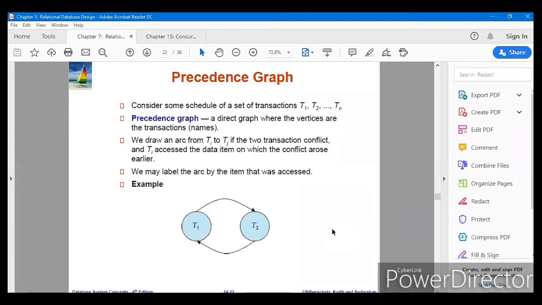To solve this problem, we will learn the precedence graph. It is a data structure like the stacks, queues, linked lists and trees you have learned. You have learned the graph data structure also. A directed graph where the vertices are the transactions is called the precedence graph. We draw an arc from Ti to Tj if the two transactions conflict. The precedence graph is generally created for conflicting transactions, and we will later see whether it can be converted into a serial schedule or not. We may label the arc by the item that was accessed.